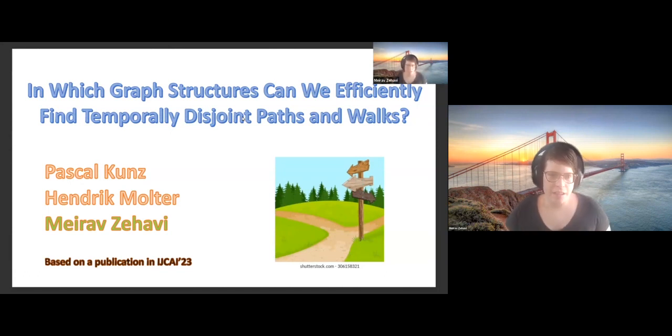Okay, so I'm going to talk about temporally disjoint paths and walks from the perspective of parameterized complexity. And this is a joint work with Pascal and Hendrik. Both of them are present in the workshop, in the room or online. And this is based on a joint work that was published in this ICALP.